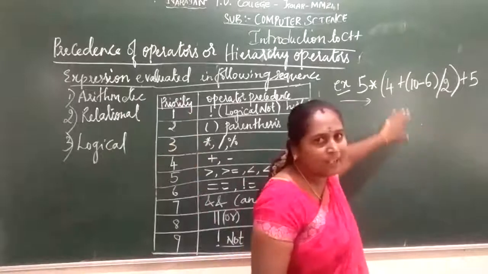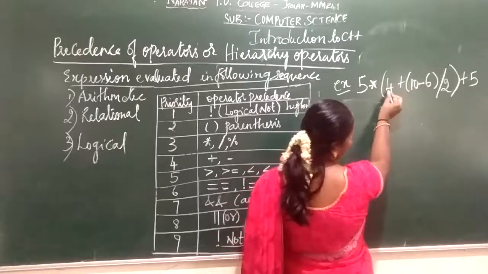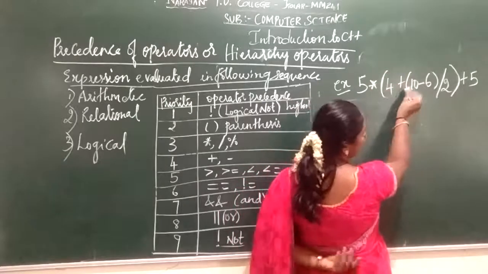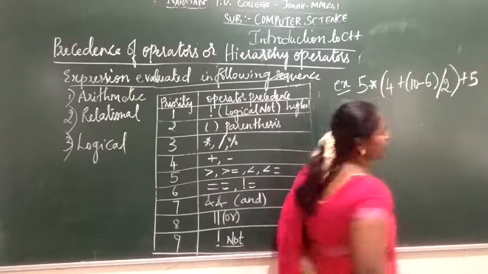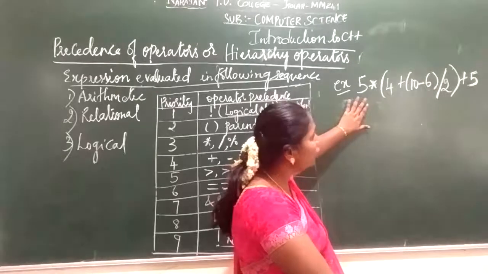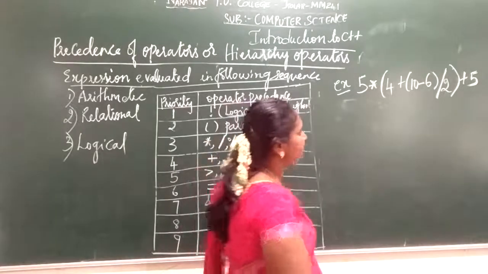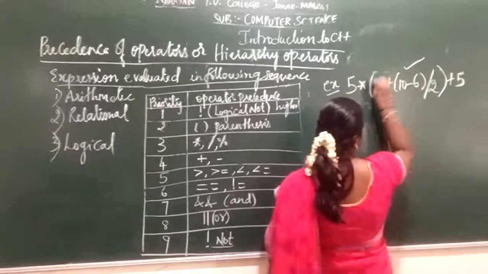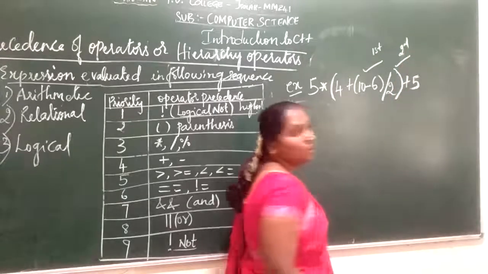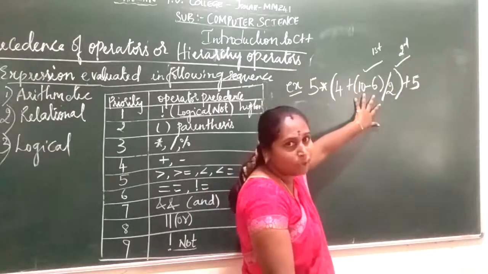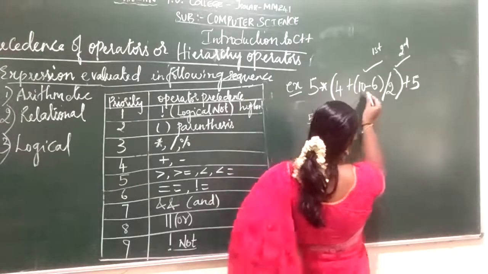So here is an example. I am taking the example 5 star 4 (that is 5 into 4) into 1, then a parenthesis 4 plus 10 minus of 6, divided by 2 plus 5. This is my expression. First, I see there is no logical NOT operator. Next, I check for parentheses. There are two parentheses. This is my innermost parenthesis and this is my outermost parenthesis. The innermost is given first priority and the outer is given second priority. So first I am going to evaluate this expression. I will write it as it is, 5 star 4 plus. Okay, what is this?